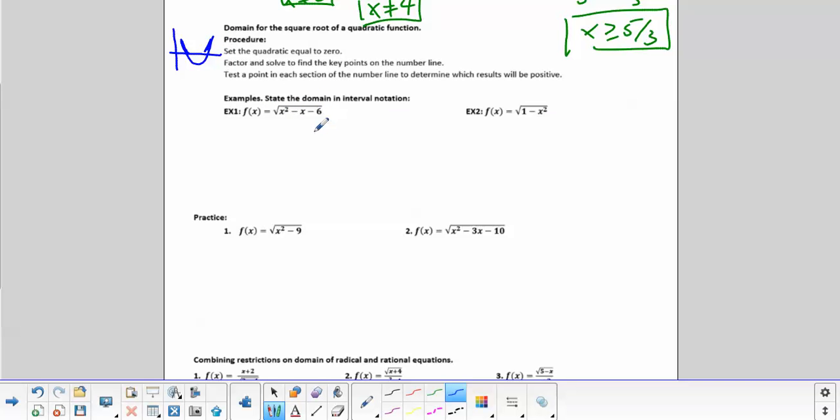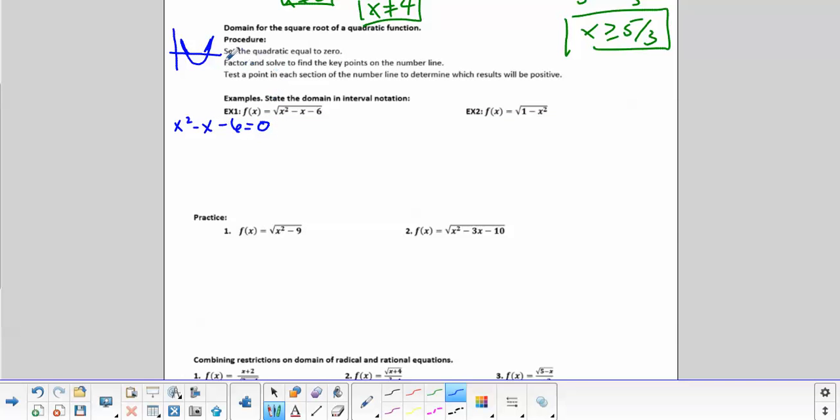So there's a method for this, and in this method we factor and we find the key points. So the procedure is right here. You set the quadratic equal to 0. That's just the inside part. So let's do that first. X squared minus x minus 6 equals 0.